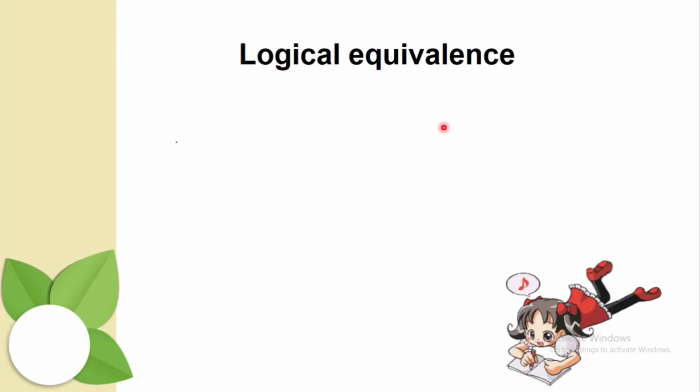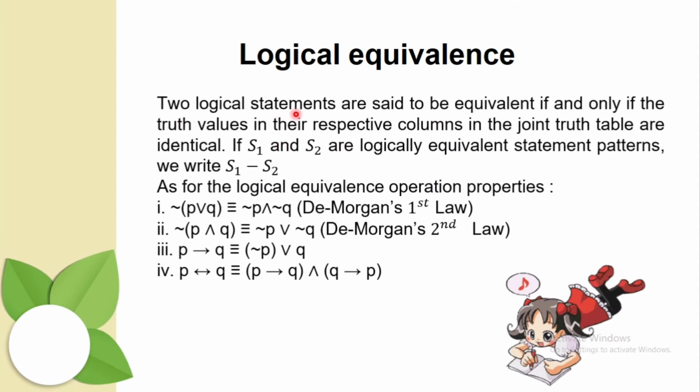Next, logical equivalence. Two logical statements are said to be equivalent if and only if the truth values in their respective columns in the joint truth table are identical. If S1 and S2 are logically equivalent statement patterns, we write S1 ≡ S2.